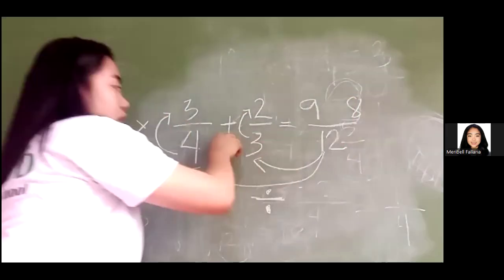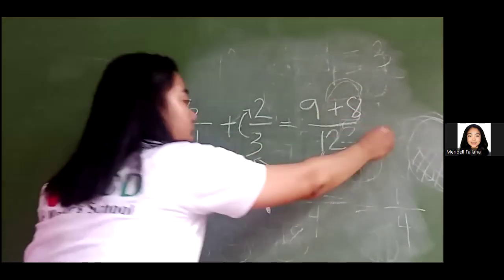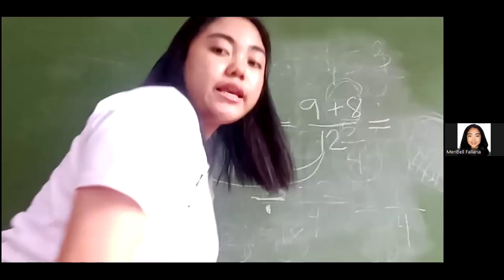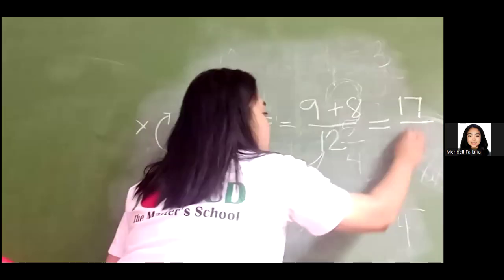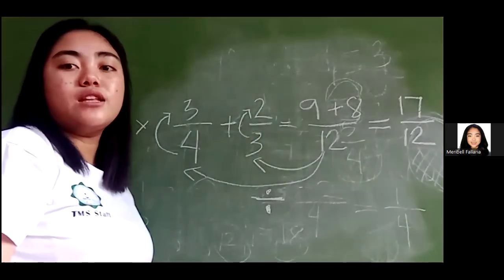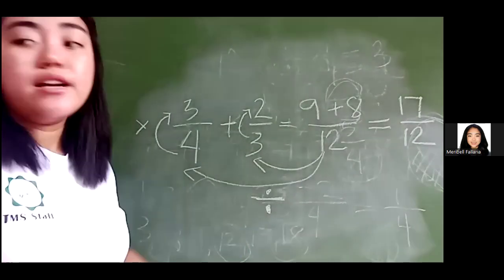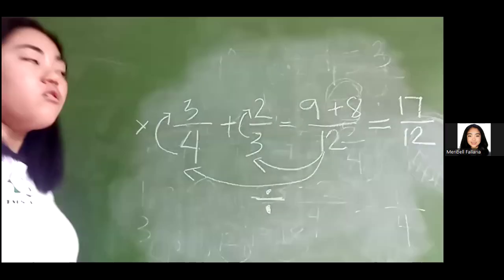Okay, what's our operation here? The addition. So 9 plus 8 is equal to 17 over, copy the denominator, 12. The answer here is 17/12. As you can see, as I said earlier, the rules in addition of fractions and subtraction are the same.